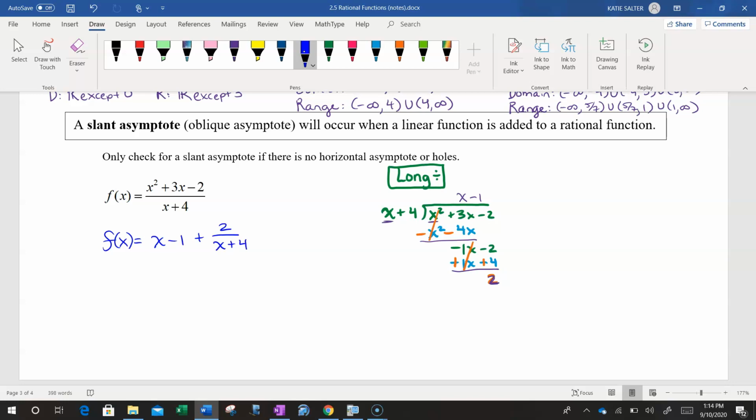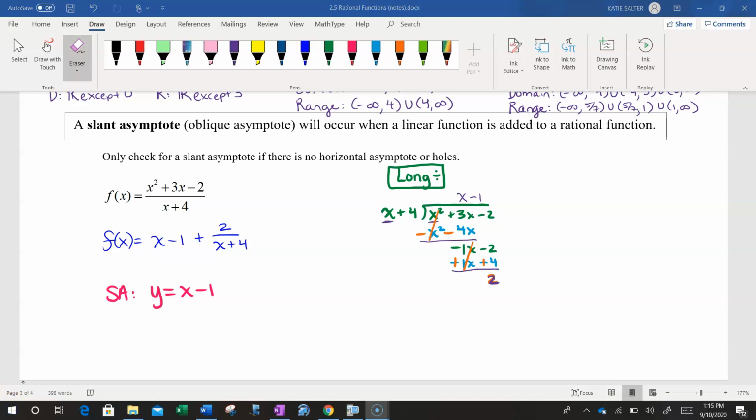All right, notice how when I rewrite this, it is a linear function added to a rational function. Anytime that happens, I know this has a slant asymptote. Now, where is the slant asymptote? The slant asymptote is just the linear part of it. It's just y equals x minus 1. The actual function I rewrote to show you why it's there, but the slant asymptote is just this part right here, and you set it equal to y.